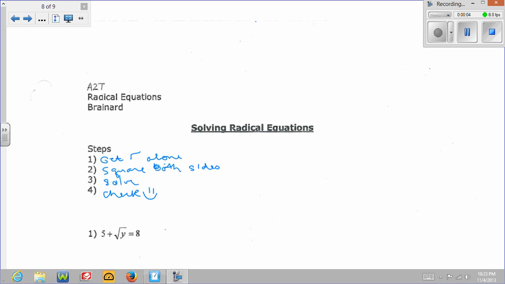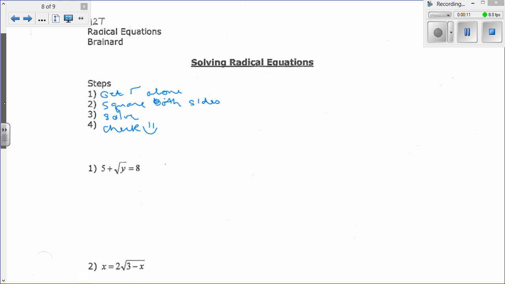Hi and welcome to Radicals Day 7. Today we are solving radical equations. In order to solve radical equations, we have a few steps that we need to take care of.